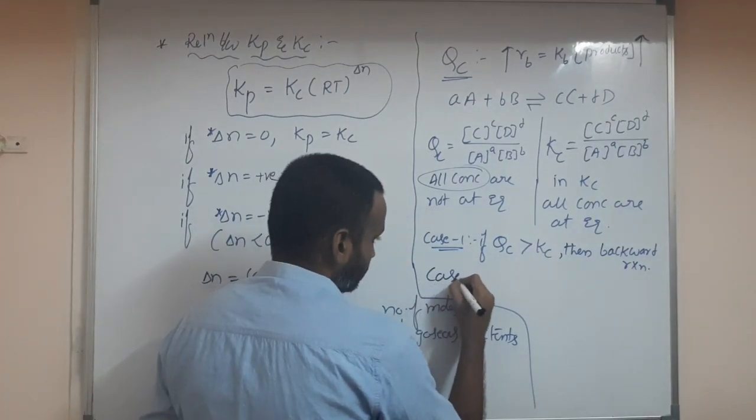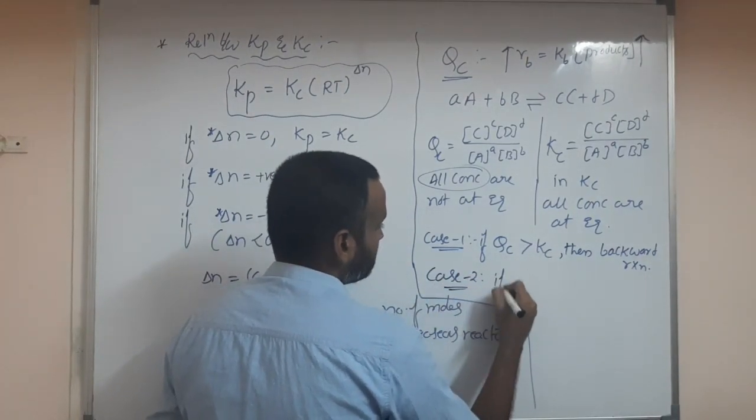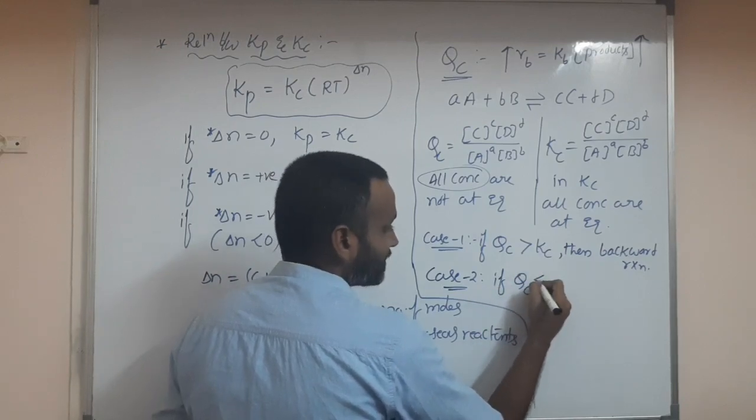Case 2, if you can understand easily, Qc is less than Kc.